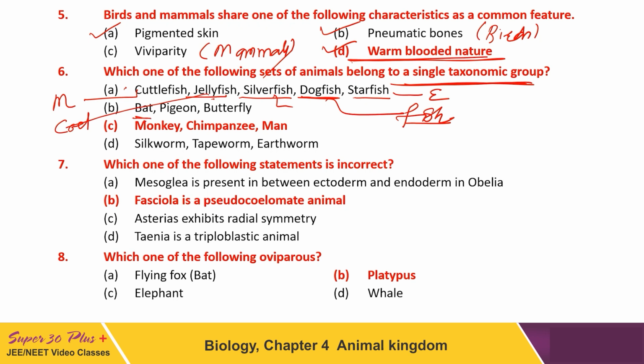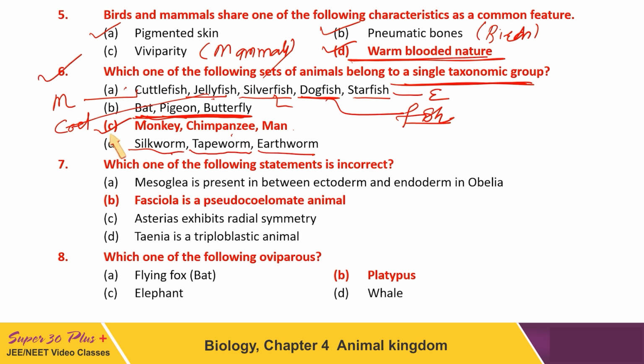Bat is mammal. Pigeon is bird. Butterfly, all they can fly, but they belong to different phyla. Monkey, chimpanzee and man, all these are mammals. Silkworm is arthropod. Tapeworm, yes, you know, this is Platyhelminthes. Earthworm, Annelida. Good question, very good question this is.